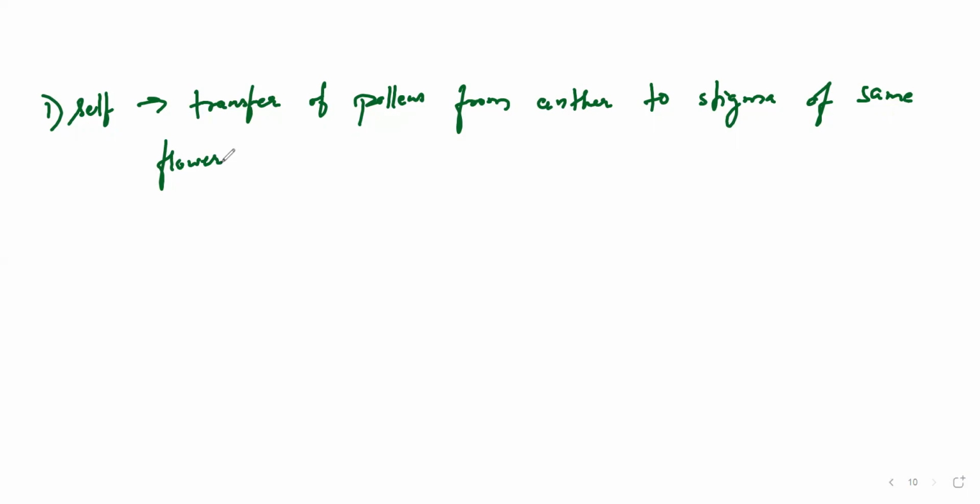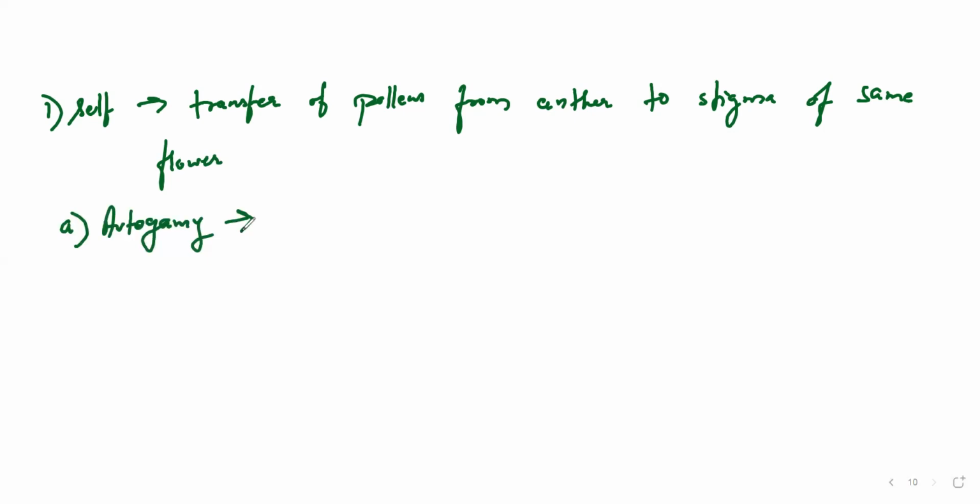Okay. So in this, I told you there are two types, autogamy and geitonogamy. Now, what is the difference between autogamy and geitonogamy? So autogamy means here the pollens will be transferred from anther of a flower to stigma of the same flower. See, in self-pollination, the same species plant only will get pollinated. You cannot use any different species as in cross-pollination.